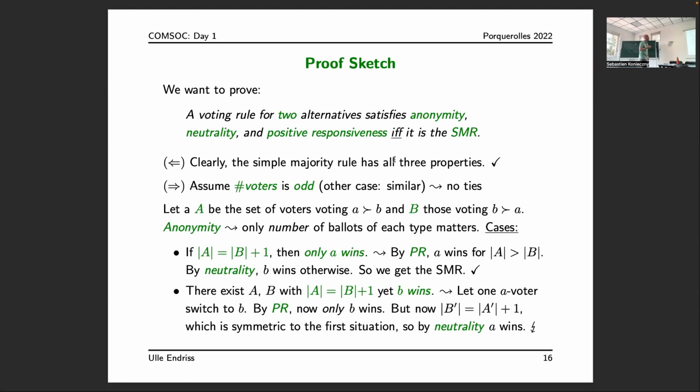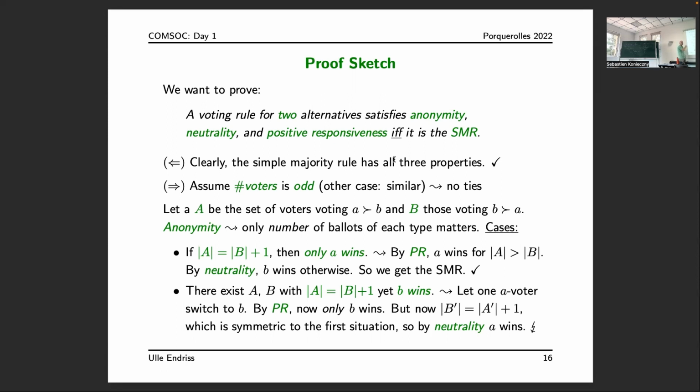So the case distinction is the following. It could be that whenever there's exactly one more A supporter than B supporter, then only A wins. So the majority rule, for example, does this, but I'm not sure yet it's the majority rule. But let's assume this, we could assume that's the case. Or we could assume that that's not the case. So there exists at least one scenario where there's exactly one more A supporter than B supporter, but nevertheless B wins, maybe alone or maybe in a tie with A.